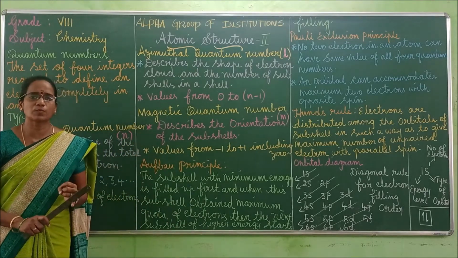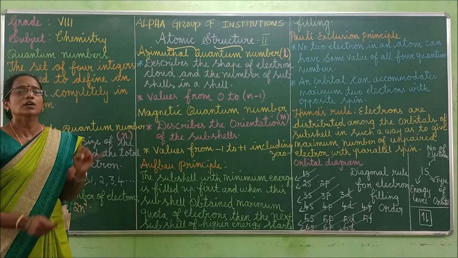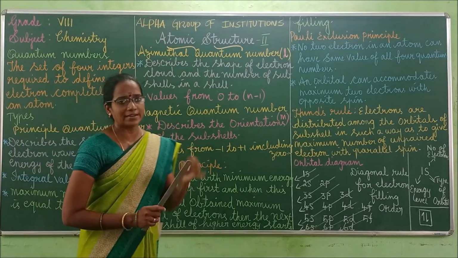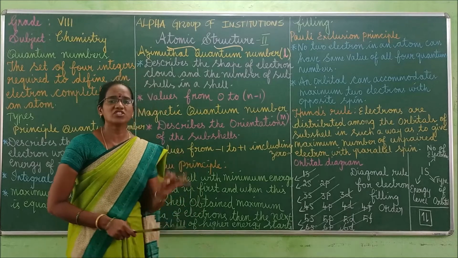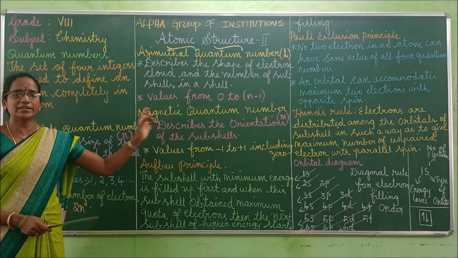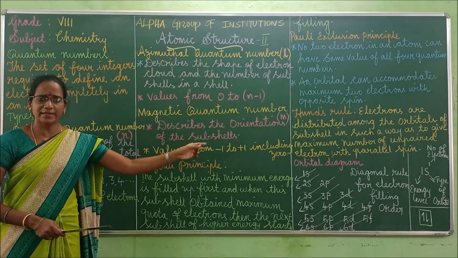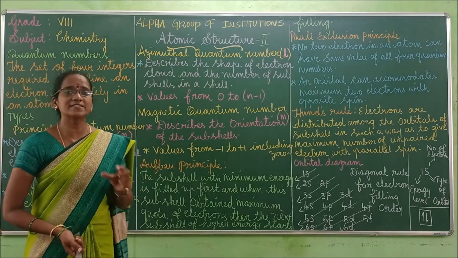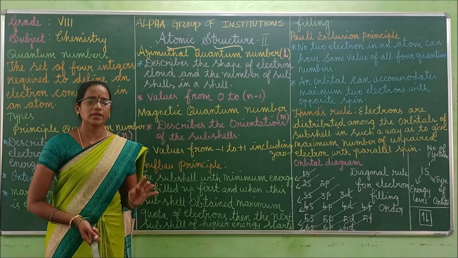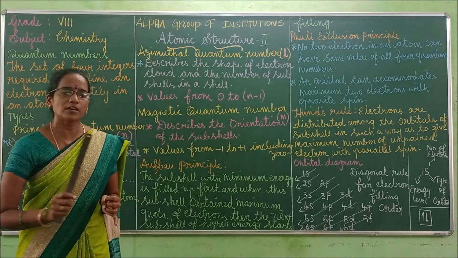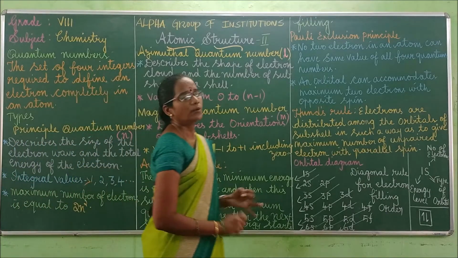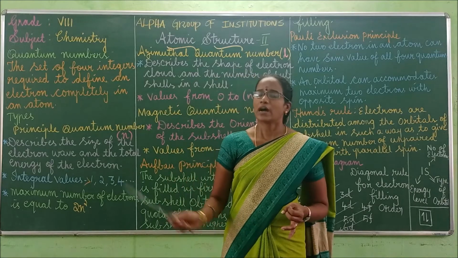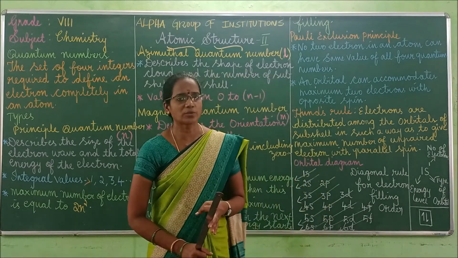First you have to mention the letter by which it is represented. Next you have to mention that each quantum number describes some specified thing. Next you have to mention its integral values. So the three quantum numbers are the principal quantum number, the magnetic quantum number, and the azimuthal quantum number.